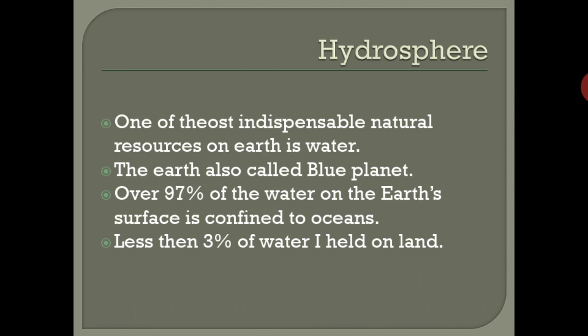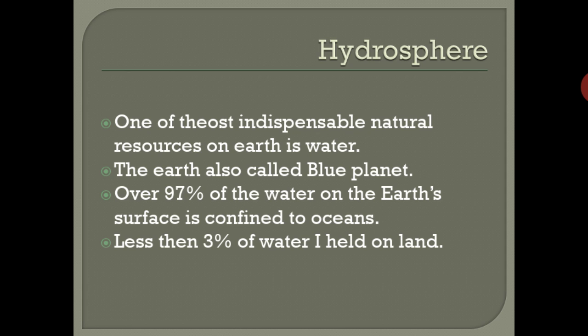One of the most indispensable natural resources on the earth is water. The earth is also called the blue planet. Why? Because the maximum percentage of the earth is covered completely by water, so it looks like a blue planet. It is called the blue planet as it holds water in abundance, and thus stands unique among all other planets.